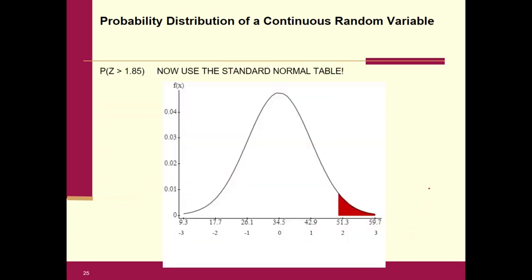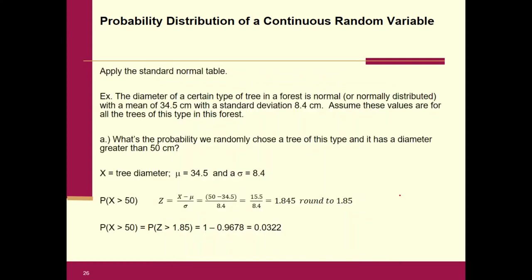0.0322. And oh, by the way, I went ahead and actually made a better picture of this. Notice here was our value of 50, and it's just short of 2 standard deviations away. So at 1.85, we have just a little bit of the area depicted. And notice here our answer turned out to be 0.0322. So that's what you're going to do. You standardize the process. You change x into z. That's all.